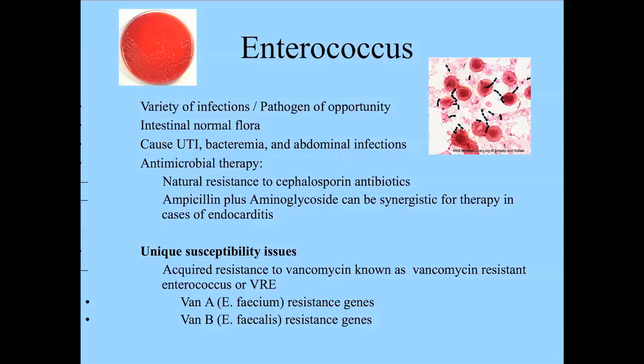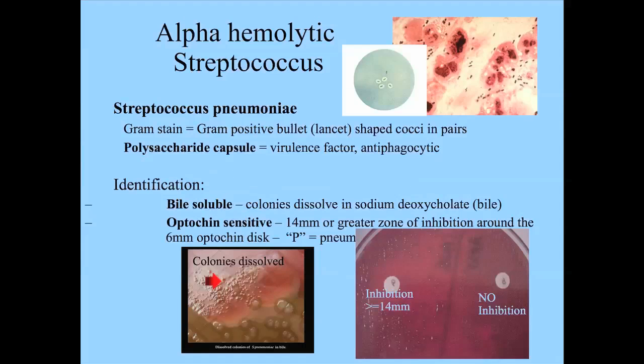On the next slide, we will start talking about the alpha hemolytic Streptococcus. The main pathogen of this group is Streptococcus pneumoniae. Look on the upper right-hand side of this slide.